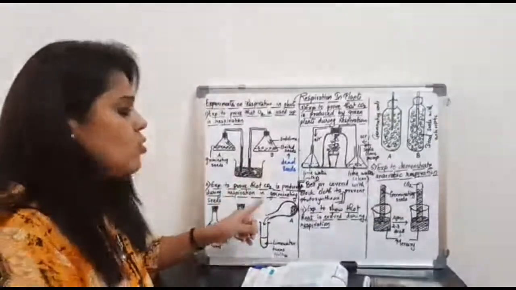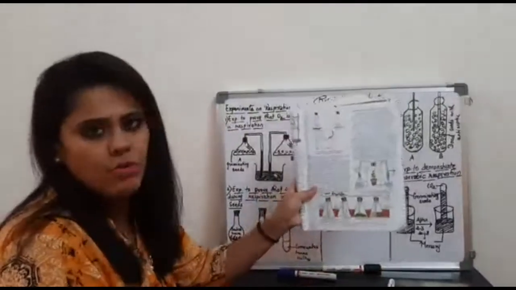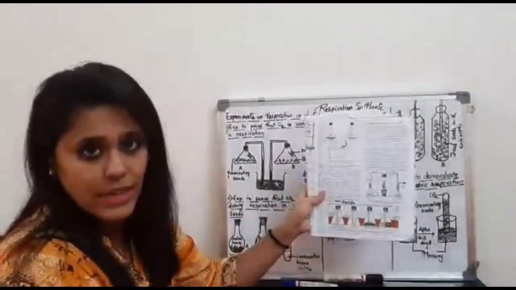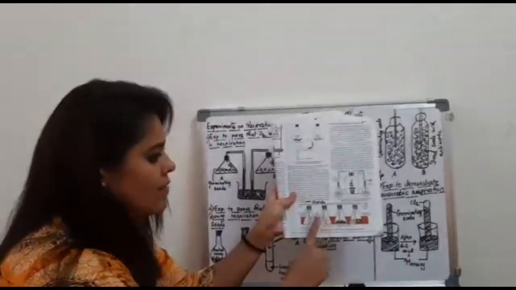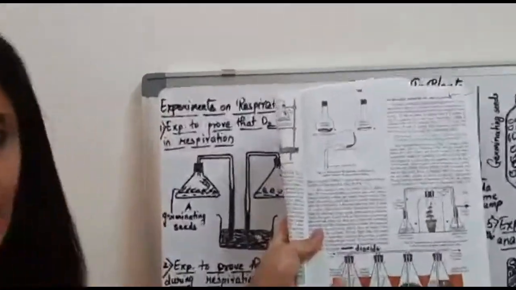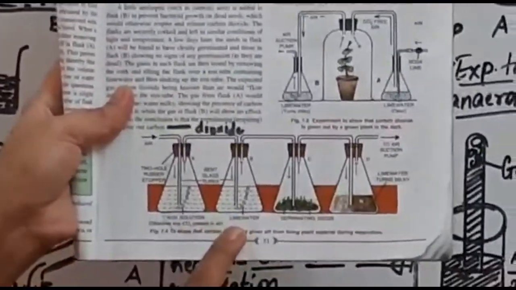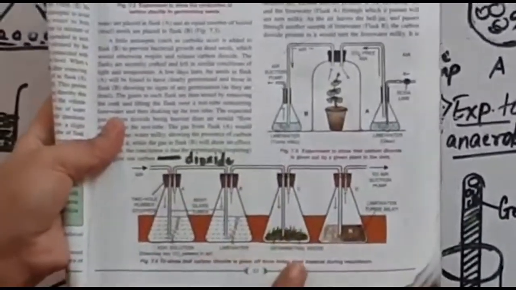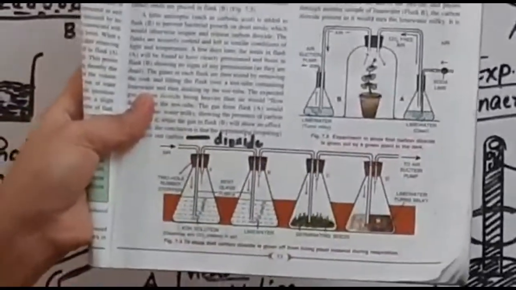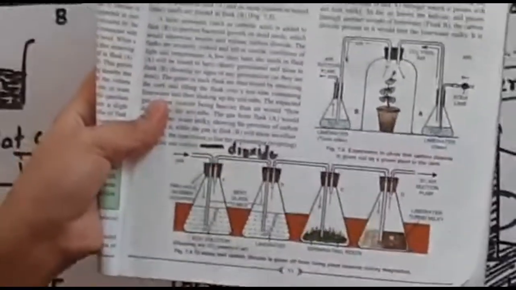Now there is also an alternative to this experiment which is given in your textbook. I have not drawn the diagram for it, I would just want you all to explain it. Here they have given 4 flasks A, B, C and D. In flask A they have taken KOH solution, potassium hydroxide solution. In flask B they have taken lime water. In flask C they have taken germinating seeds. And flask D, again lime water. Now what is the scientist trying to show in this experiment?